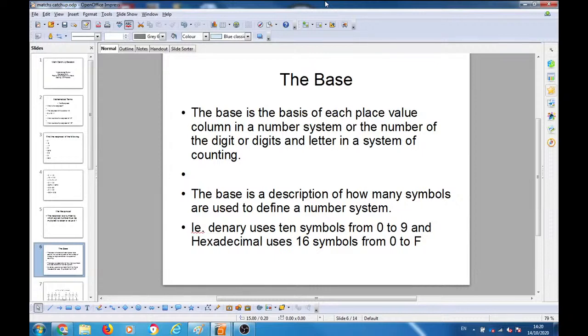We've got binary as well. So if you've got 1 0 or 1 1, that could be 11 in denary, but we would have to say base 2, so we know it's binary. We've only got two digits.